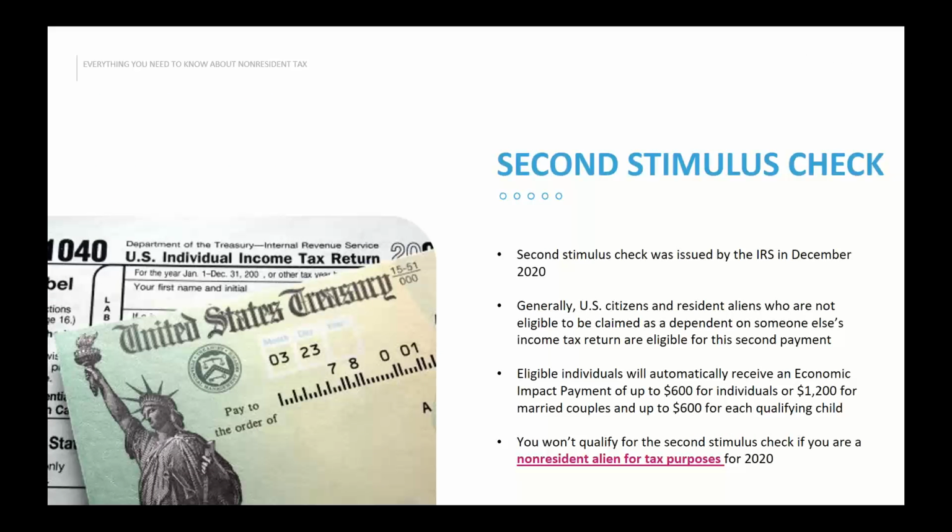But we did see a second stimulus check come about around the end of December in 2020. And the eligibility here is very much the same. It's there for US citizens and resident aliens. So you won't qualify for the second check if you're a non-resident alien for 2020.